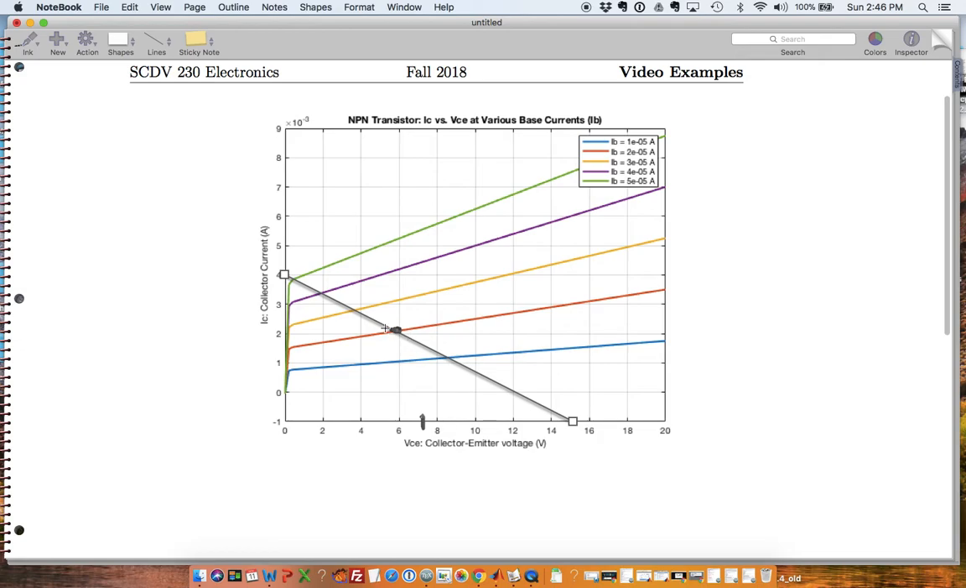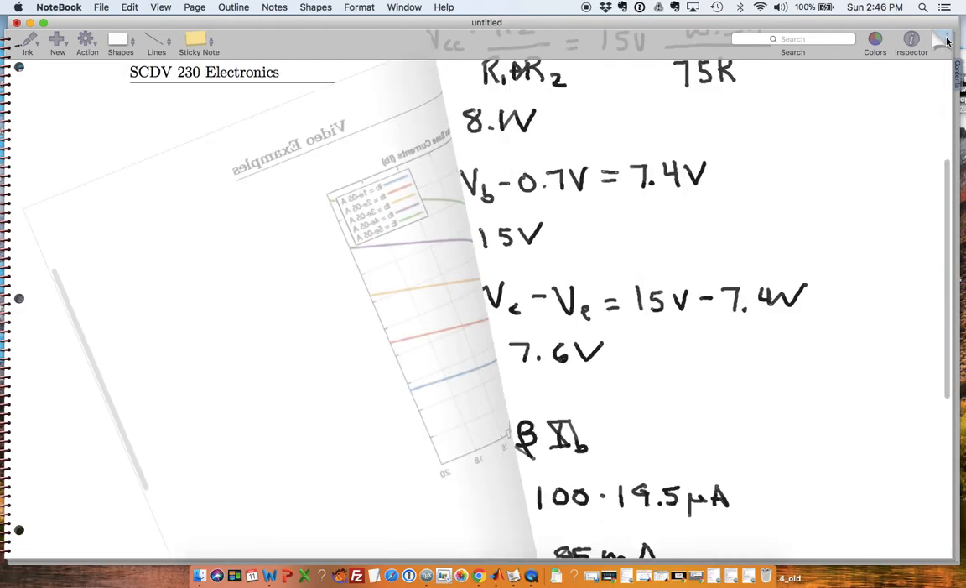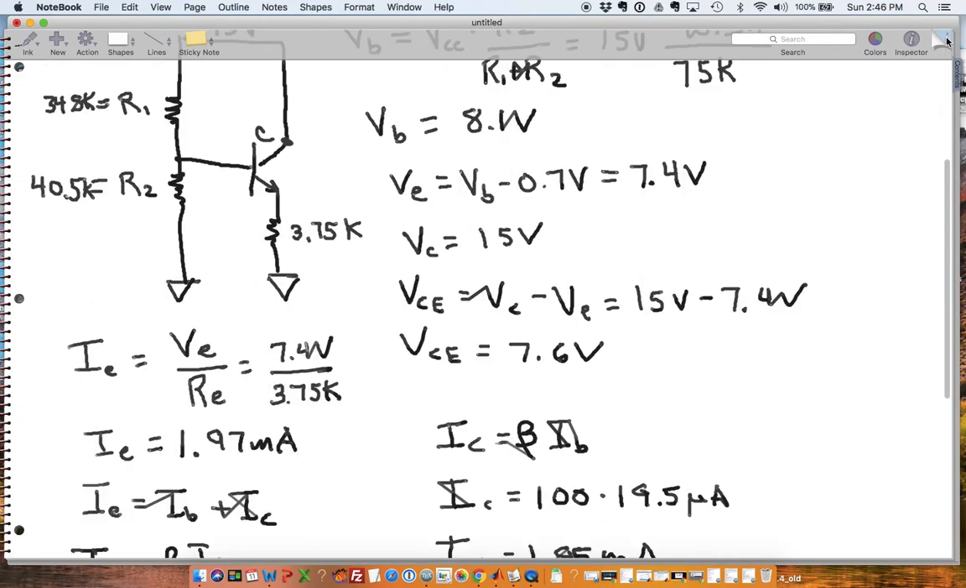That means I'm going to have a lot of ability to have swing voltage for my signal to get through. So my input signal should have no problem getting through there.